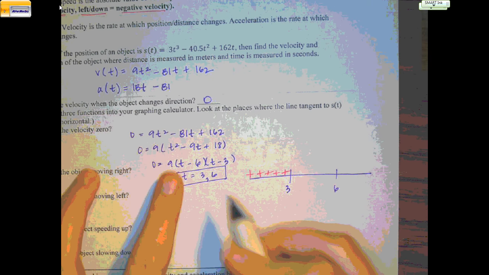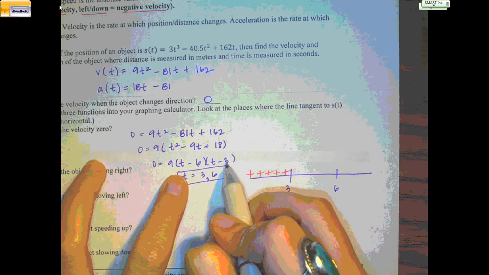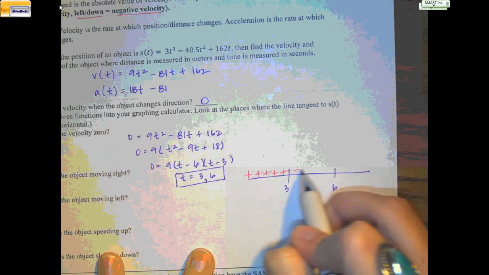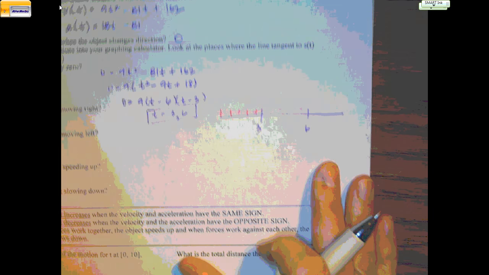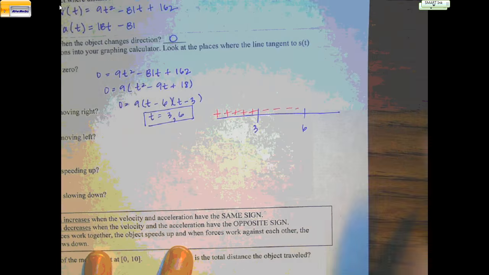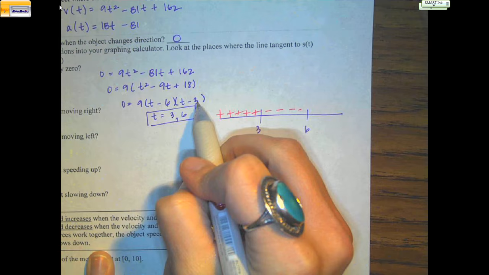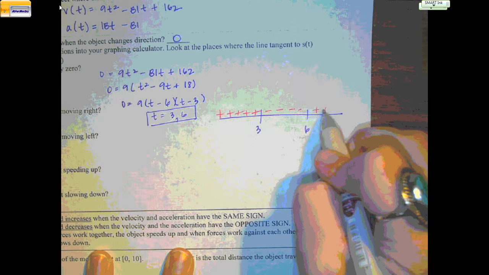A number between 3 and 6 that would be easy might be like a 5. I'm going to plug it into this bottom one to make it easy. 5 minus 6 is a negative number. 5 minus 3 is a positive number. So negative times positive is going to give me a negative answer. And then if I take a number larger than 6, like 10, and plug it in, 10 minus 6 is a positive. 10 minus 3 is a positive. So I have positive times positive. That is a positive answer.